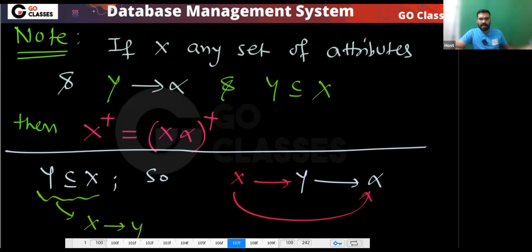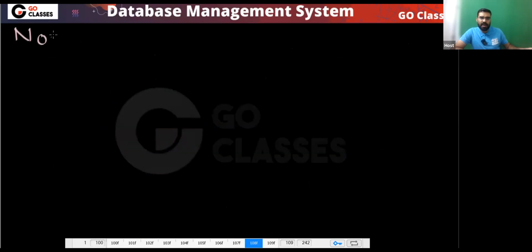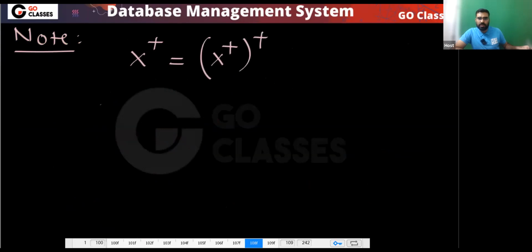So x can determine alpha. So I can say that x can determine alpha. So x closure will be equal to x alpha closure. And the final result is that if you find x closure, that will be the same as if you find x closure whole closure, because it will not give you anything new. In this you already have everything that x can determine.